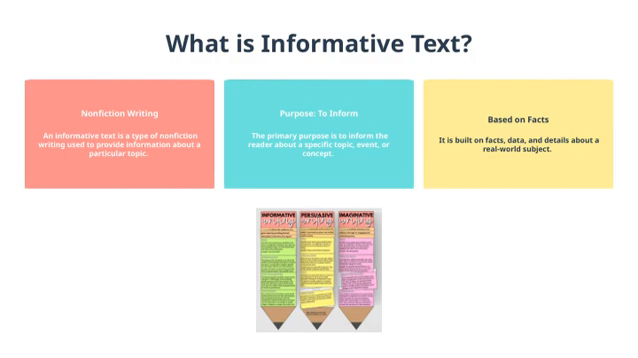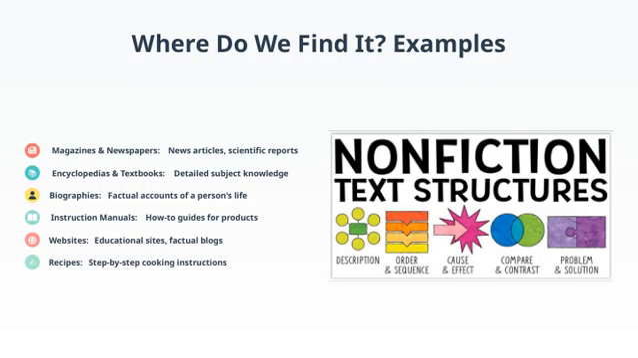In our overall discussion about different types of texts, understanding informative texts is key because they help us learn and understand new things through accurate and factual information. So, where can we find information? Well, there are many sources we rely on daily. Magazines and newspapers are common examples. They often contain news articles and scientific reports that keep us updated on current events and new discoveries. Encyclopedias and textbooks, on the other hand, provide detailed knowledge about various subjects, making them essential for in-depth understanding.